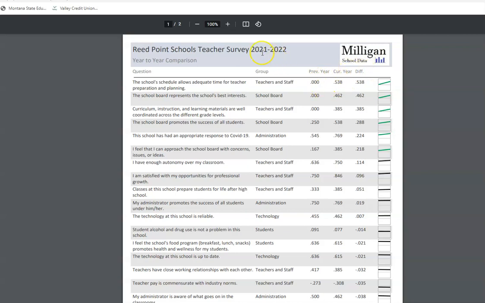This current year represents the results of the 2021-2022 survey, and the results there, the net engagement score was 0.538, and that is a difference. 0.538 minus 0 is 0.538, so that's what this difference column shows you. And then there's a little tiny graph that shows you visually just the change from one year to the next year.